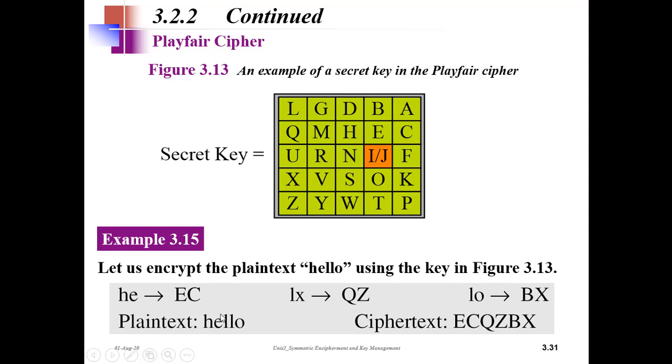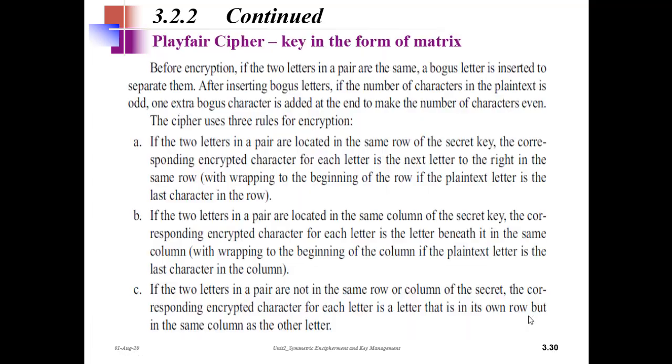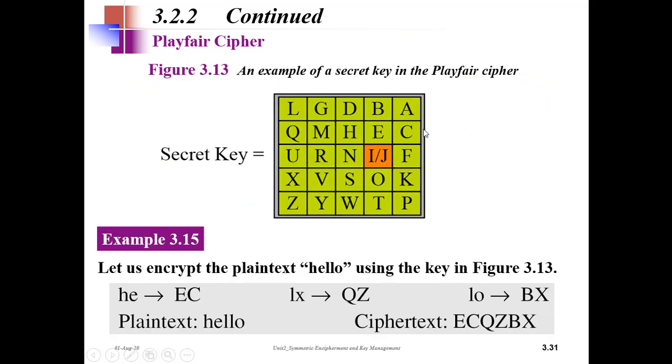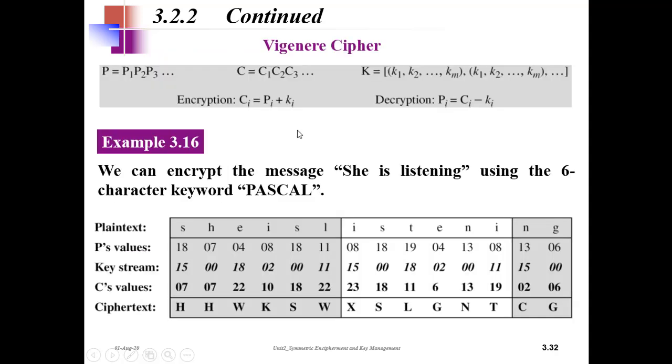So what is the plain text? Hello. The ciphertext is what? Concatenate these three: EC, QZ, BX, right? And in brackets they have said it is wrapping a row. It means if you come towards the end of the row, go to the first character on the same row, remember.